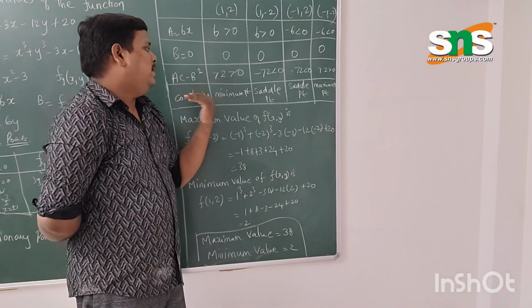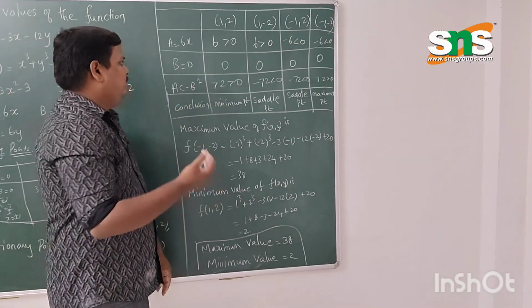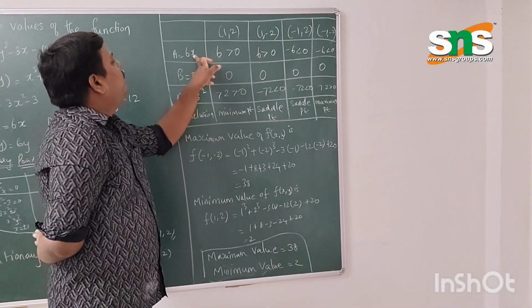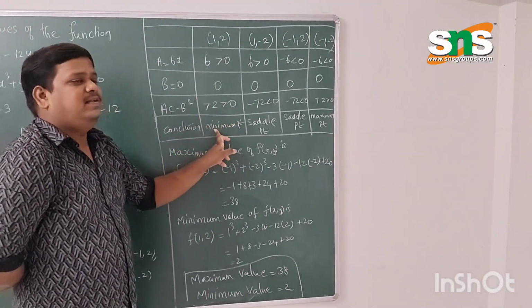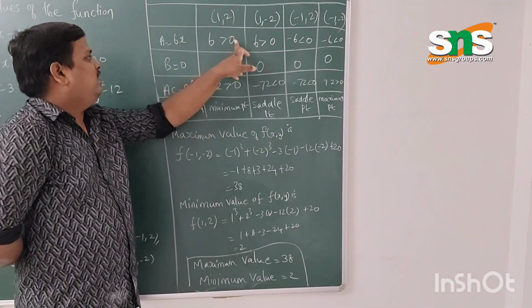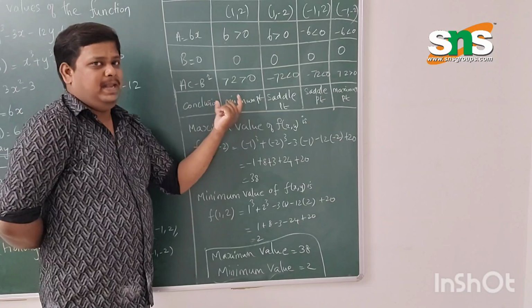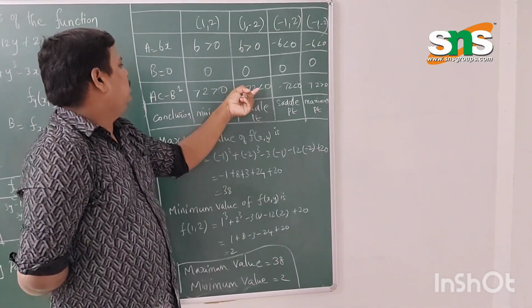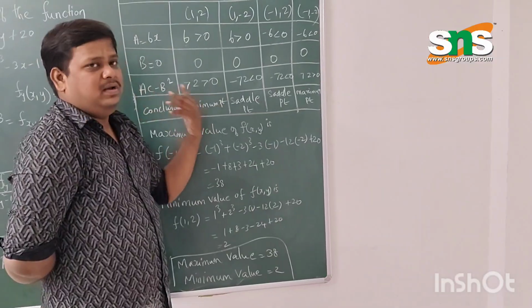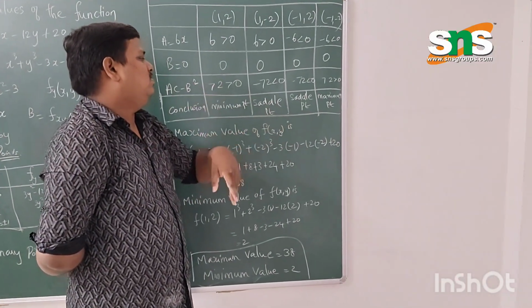Next we have to give the conclusion. I have to find the minimum point or maximum point for this function. If a is greater than 0 and ac minus b square is greater than 0, that is a minimum point. Here a is greater than 0 and ac minus b square is less than 0, that is neither minimum nor maximum. We call that a saddle point.